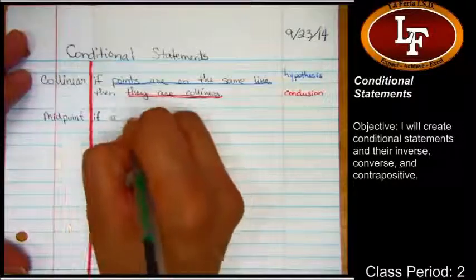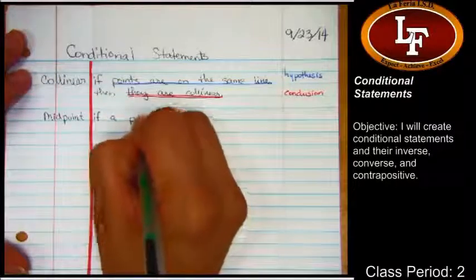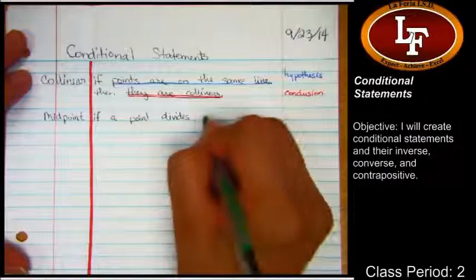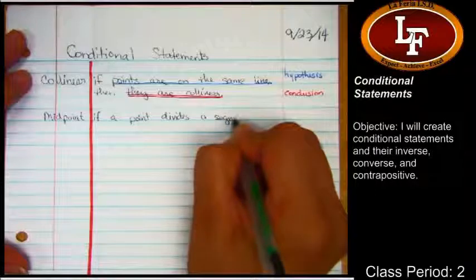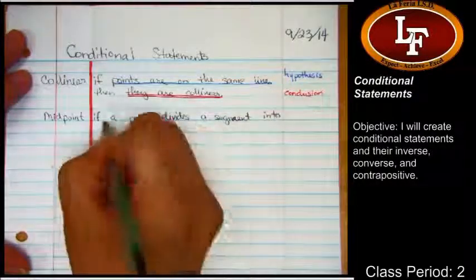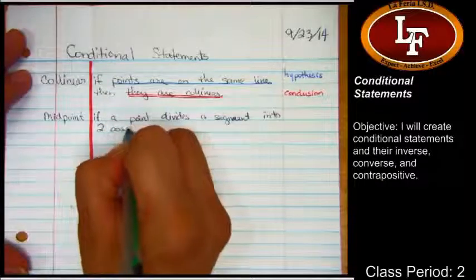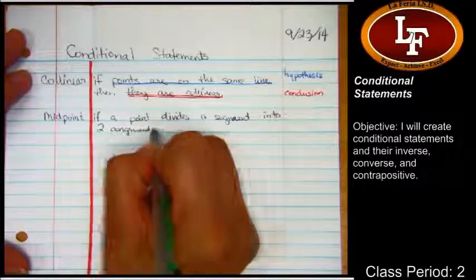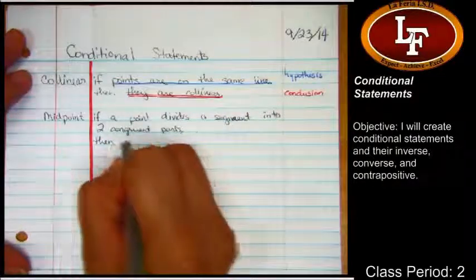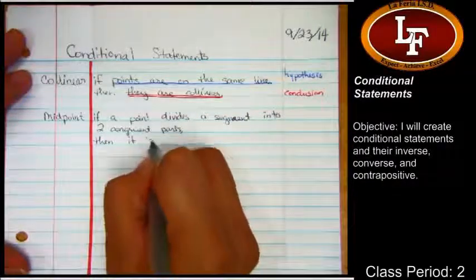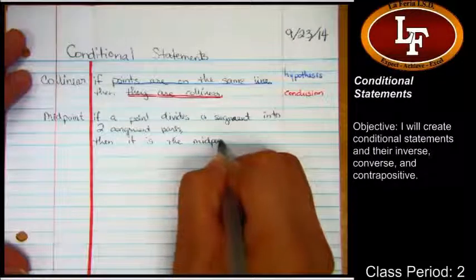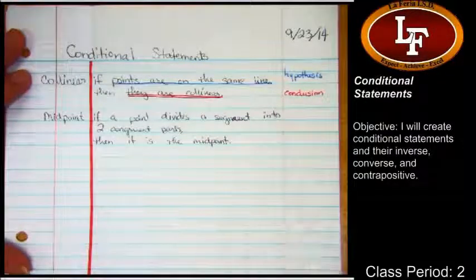If a point divides a segment into two congruent parts, then it is the midpoint. The midpoint. There is only one midpoint.